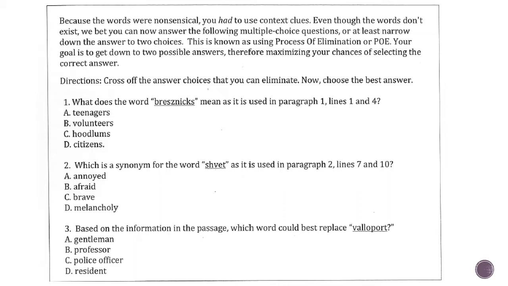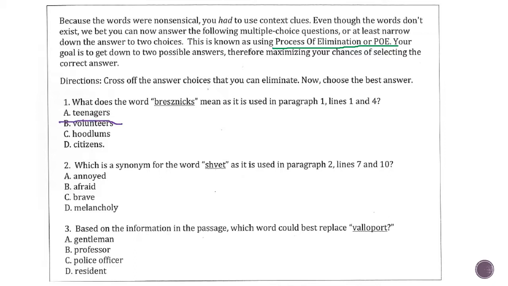Even though the words don't exist, we bet you can now answer the following multiple choice questions, or at least narrow down the answer to two choices. This is known as using the process of elimination, or POE, as it will be referred to in the duration of this book. Your goal is to get down to two possible answers, therefore maximizing your chances of selecting the correct answer. So let's cross off answer choices that we can eliminate safely, and then choose the best answer. I'm going to change my cursor to purple because it's prettier. What does the word Brezniks mean as it is used in paragraph 1, lines 1 and 4?